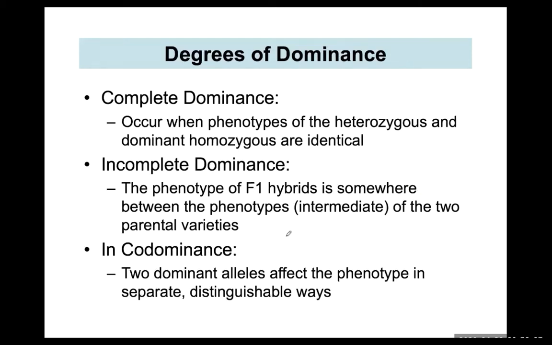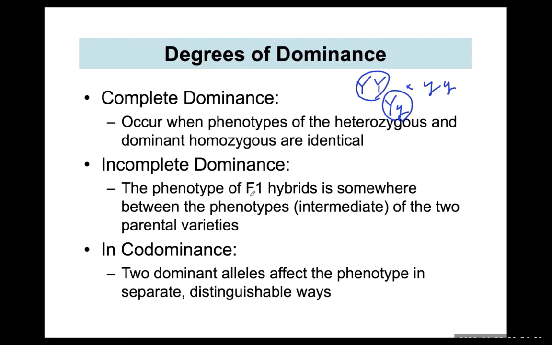So complete dominance, incomplete dominance, and codominance are relationships between dominant and recessive alleles. In the case of complete dominance, the F1 offspring of Mendel's P cross always look exactly like one of the two parental varieties. Okay, this situation is called complete dominance. So the heterozygous and the dominant homozygous are identical. So when one parent is homozygous, and the next generation is heterozygous, but this phenotype and this phenotype are identical, we call that complete dominance. So complete dominance obeys Mendel's law. But there is some other case, such as incomplete dominance.